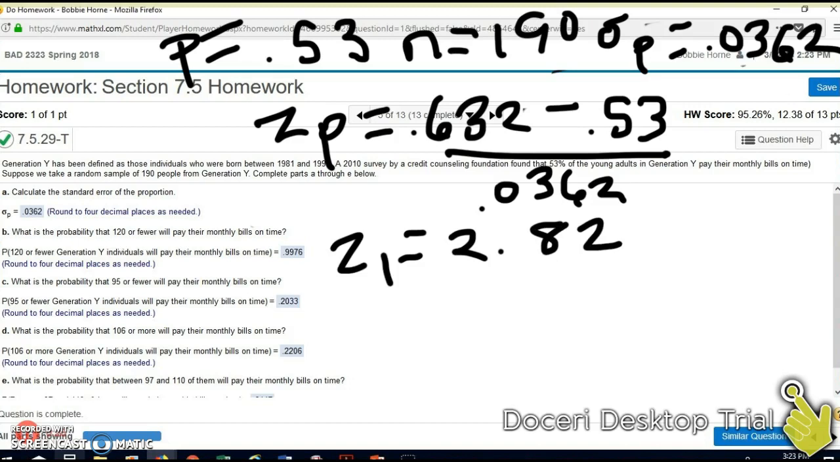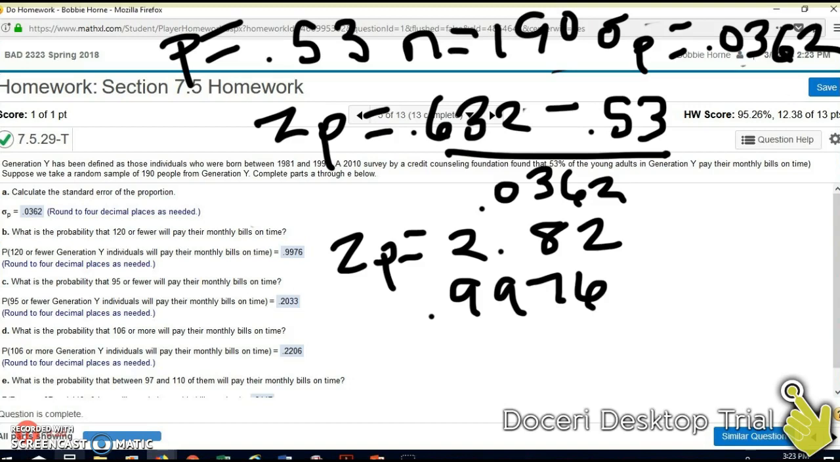So you will look that up in your table. And when you look that up in your table, you will see that the probability is 0.9976. So that is the answer to B.